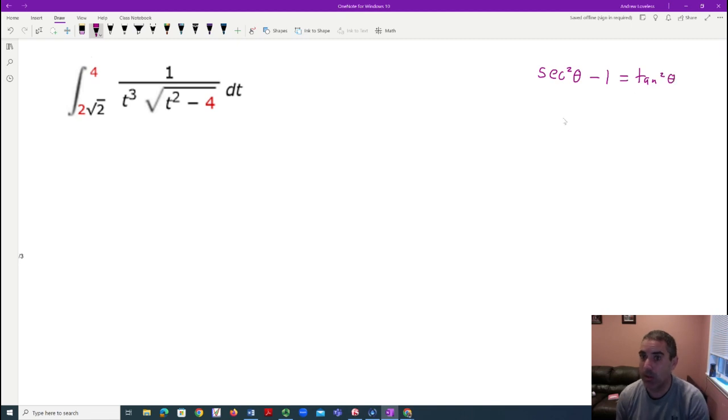Again, this is easier if you already have the trig identities in front of you, if you have the unit circle in front of you, if you have the trig integrals in front of you. So that's why I encourage you to print those things off first. Now we're going to substitute.